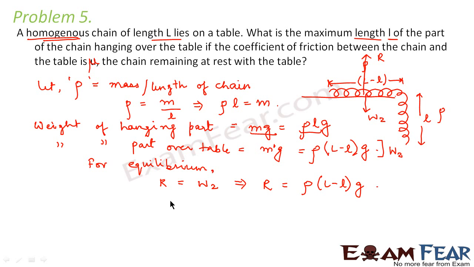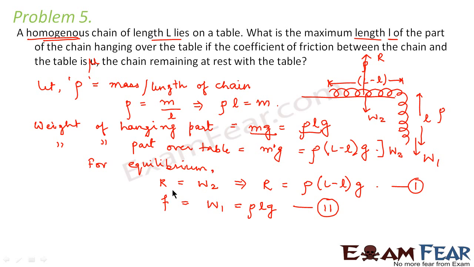Similarly, for this part of the chain, there is a weight acting in the downward direction. That weight is W1. This W1 is balanced by the frictional force, because there is a frictional force opposing the movement along this direction. So the frictional force F will be equal to W1, which is equal to rho lg. So this is my first equation and this is my second equation.